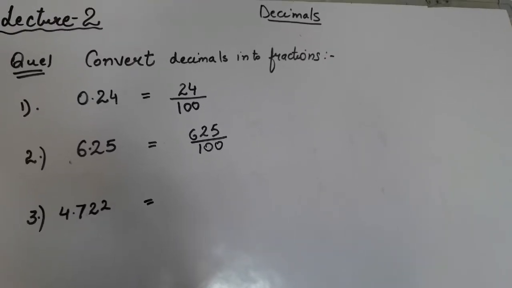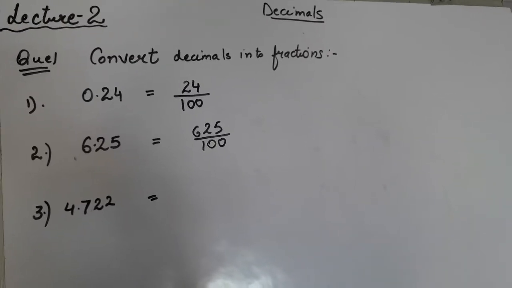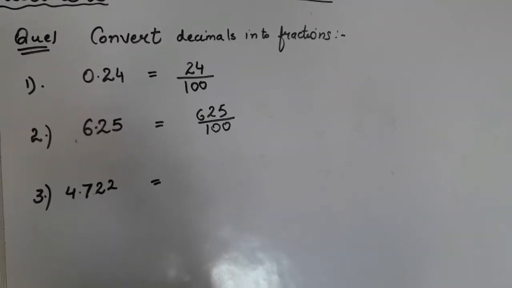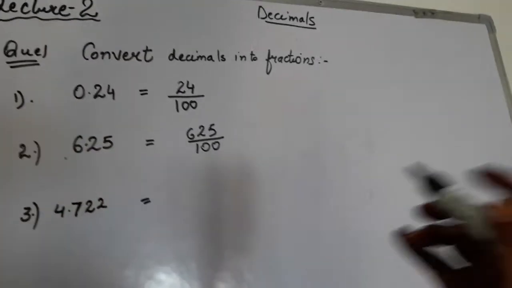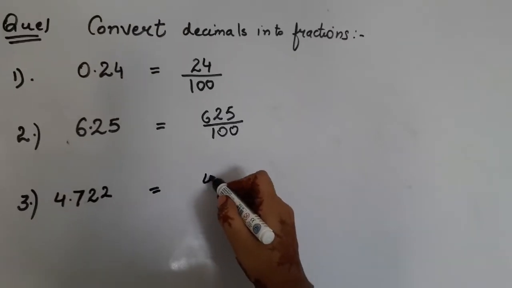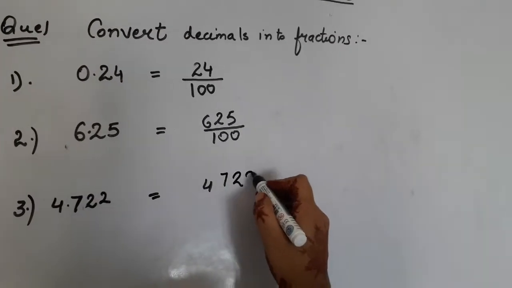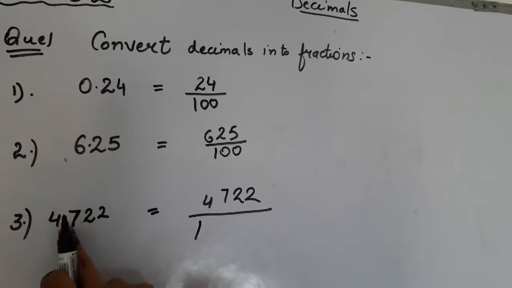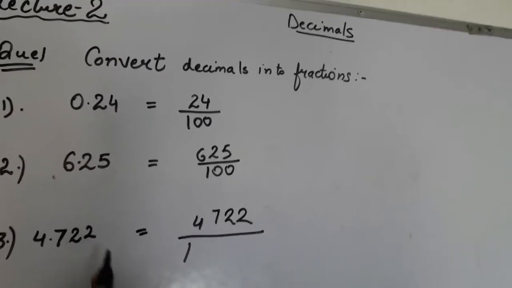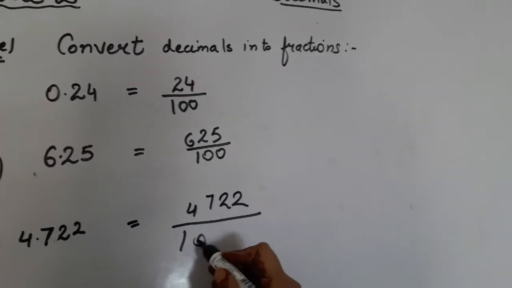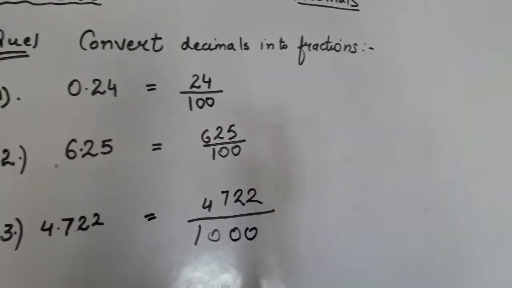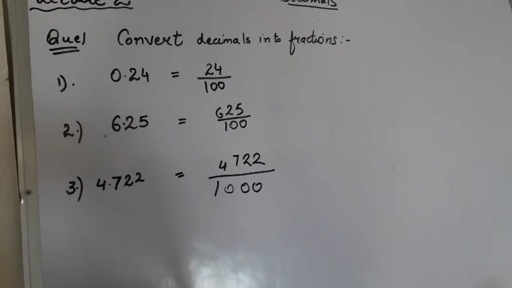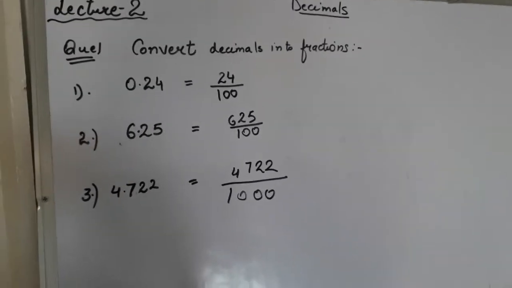Now again, suppose I have 4.722, so how will I make it in fraction form? Yes, I will write 4722 as it is, and I will write 1, and after the decimal I have three digits, so I will write three zeros with 1 and make it 1000. In this way I convert the decimals into fractions.